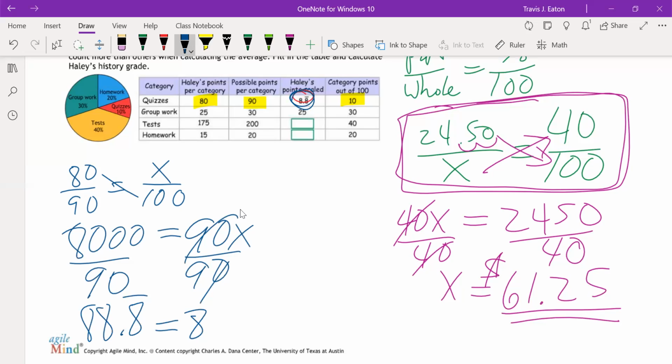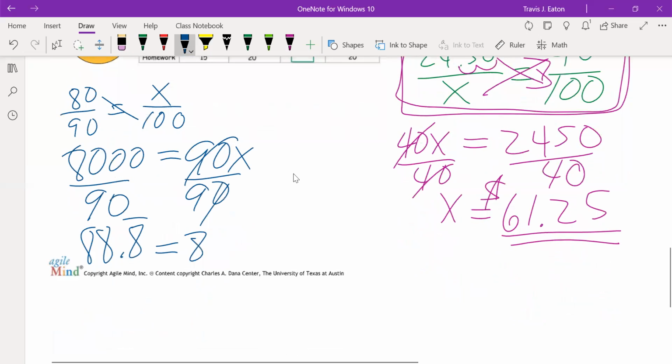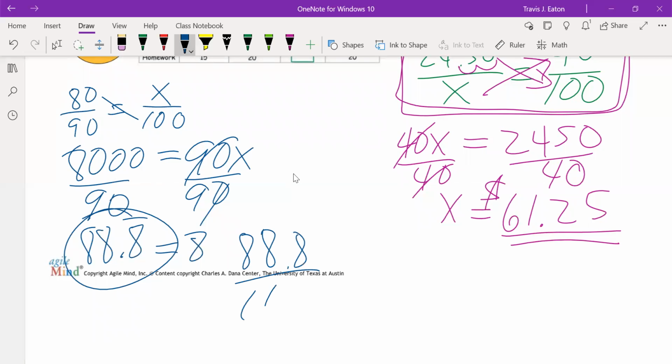And the reason for that is because this category is only worth 10% overall. So there's an extra step that we have to go through, which kind of stinks. We take that 88.80, and that's out of 100, right? So 88.8 out of 100, but this is only going to be 10%.